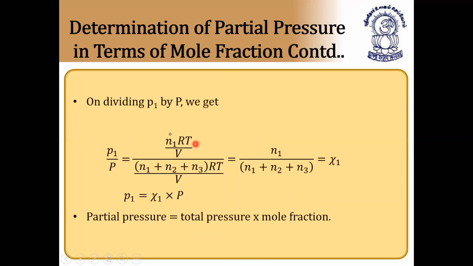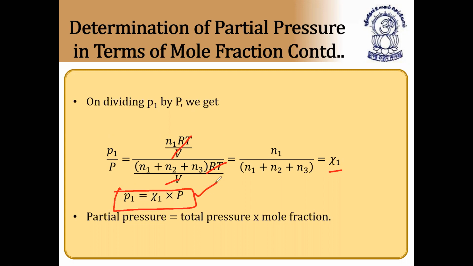Next, on dividing P1 by P, the partial pressure by the total pressure, we will get N1 RT by V divided by (N1 plus N2 plus N3) RT by V. By substituting the values, you will get the mole fraction. RT by V and RT by V get cancelled. So we can say only N1 by (N1 plus N2 plus N3). So it is equal to the mole fraction. So by this you can say P1 by P is equal to the mole fraction of the first gas. So partial pressure is equal to mole fraction into total pressure.